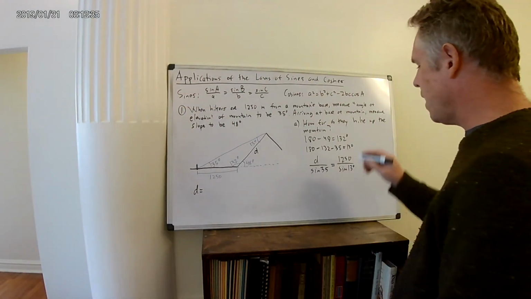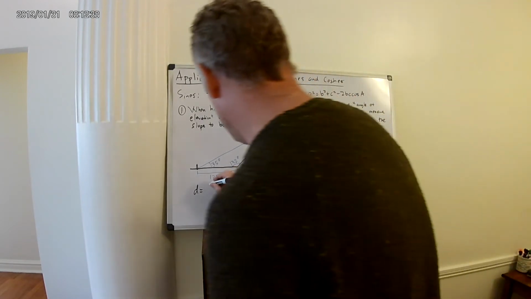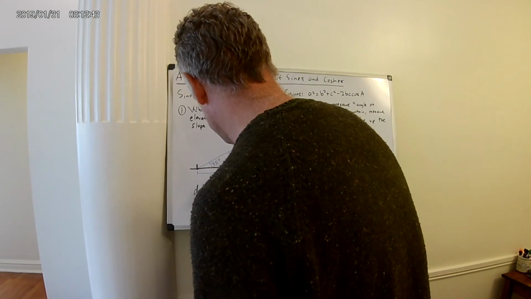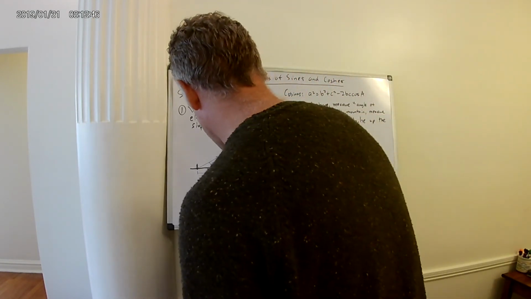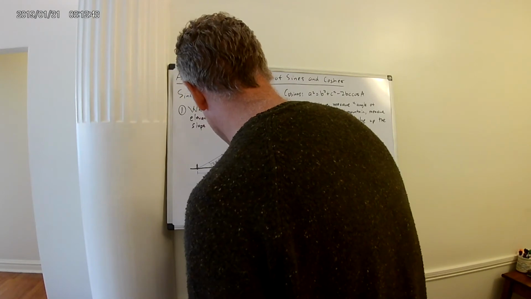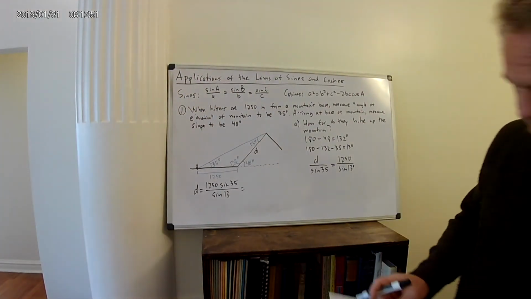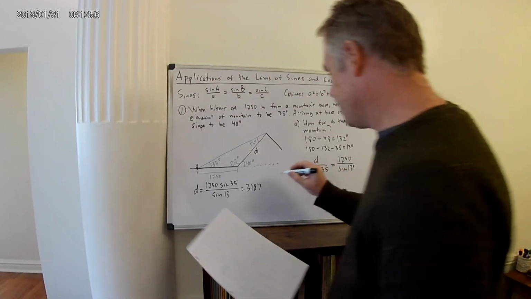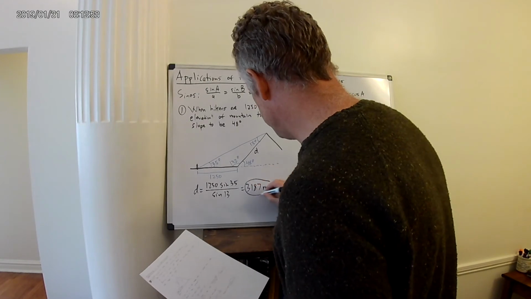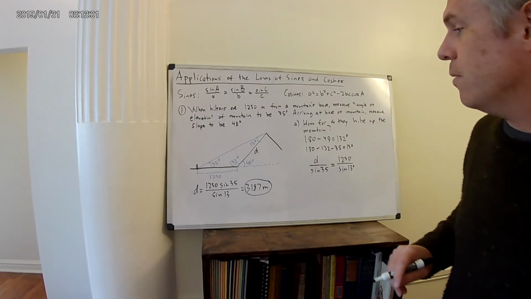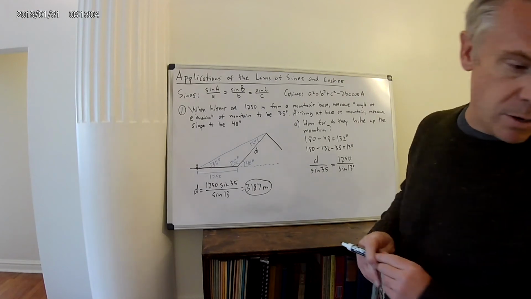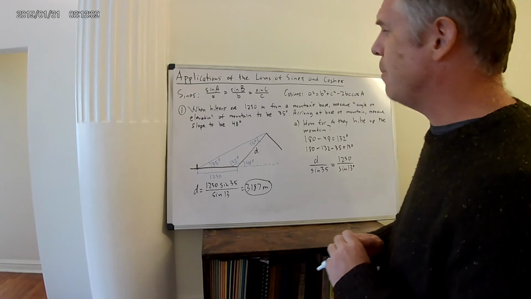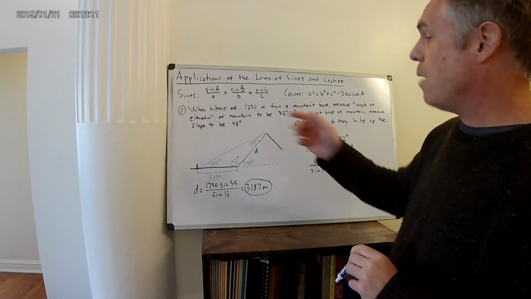I'll let you guys verify the algebra steps here. D equals 1250 times sine of 35 degrees, all of that divided by sine of 13 degrees. And if we plug that in our calculator, we get 3187 meters. So this is now how far the hikers hike up this mountain. They'll have to hike 3187 meters to climb this mountain to get to the top. This is a really fun application of the law of sines to a mountain climbing problem.